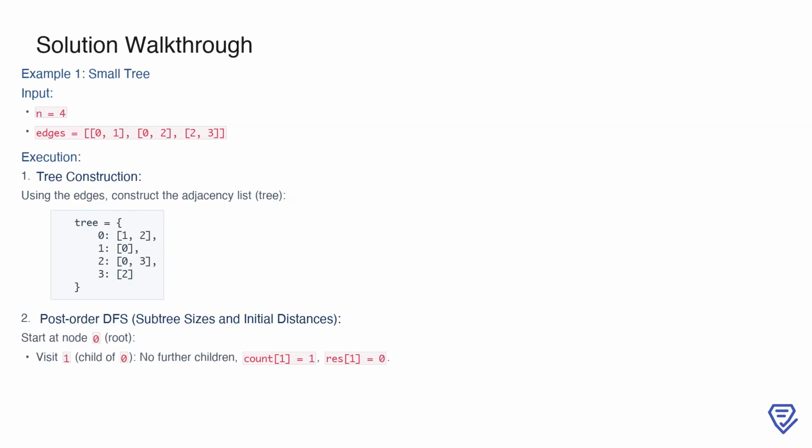We begin by examining a small tree example with 4 nodes and edges connecting them as described. The first step is to construct the tree's adjacency list.